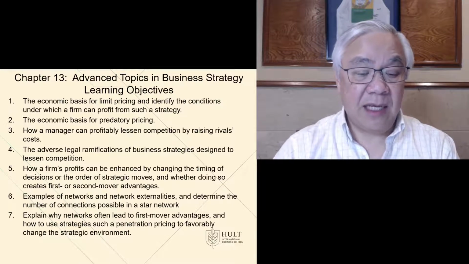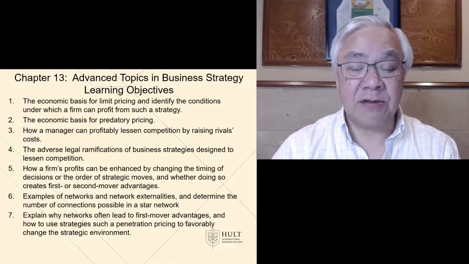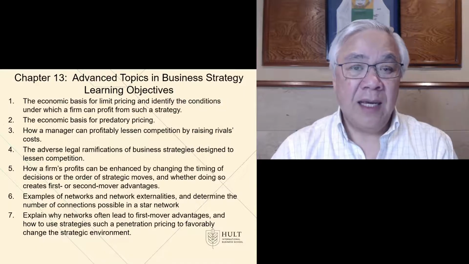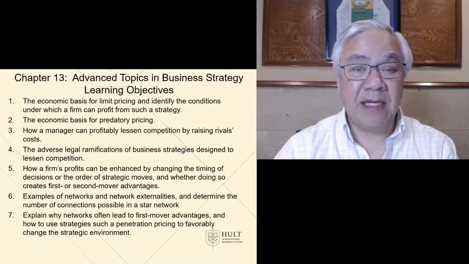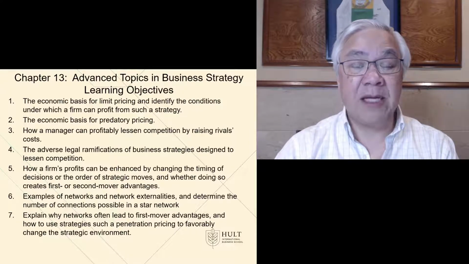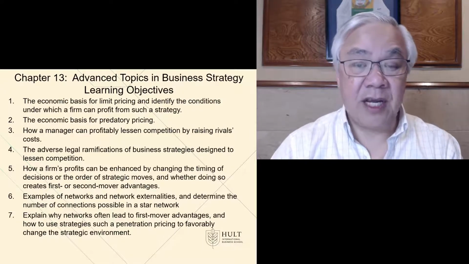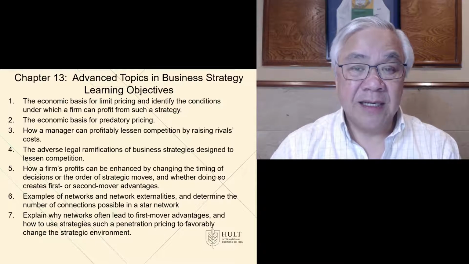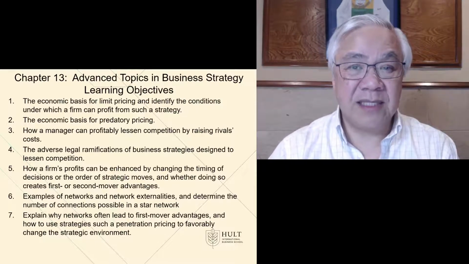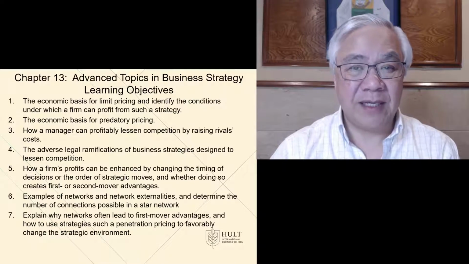Next, look at the examples of networks and network externalities and how connections are possible using a star network. And finally, explain why networks often lead to first mover advantages and how to use strategies such as penetration pricing to favorably change the strategic environment. So there's quite a bit of stuff in this chapter, but it does explain what's going on in some of the big battles we see in the marketplace.